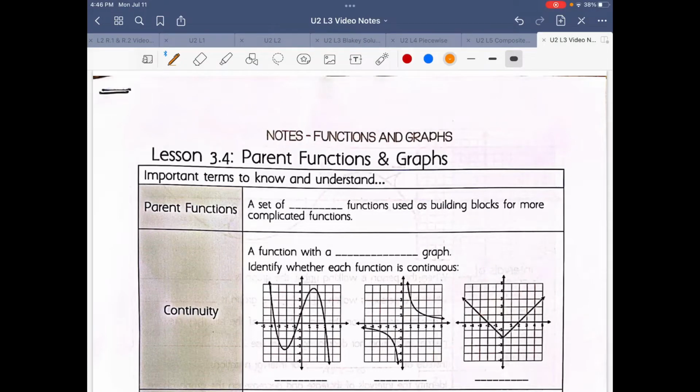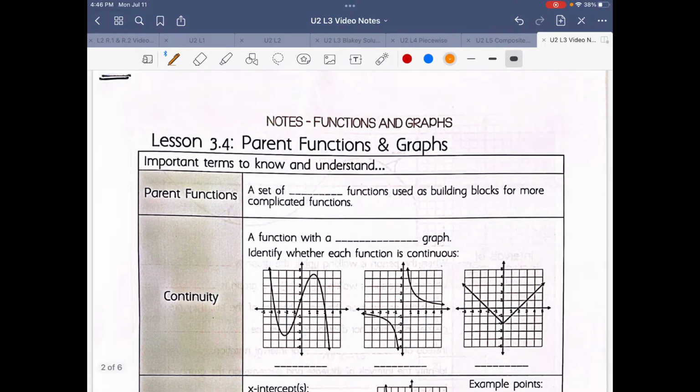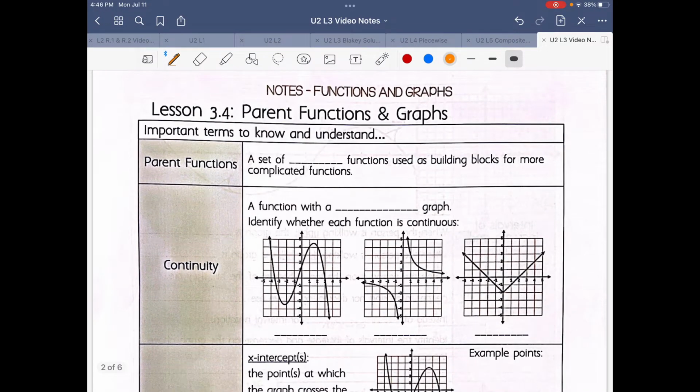Okay, here we are, Unit 2, Lesson 3. This will be a nice short lesson today. Hopefully you have printed off the notes. If you haven't, these notes are on Connect for you to print out to follow along so you don't have to write out as much.